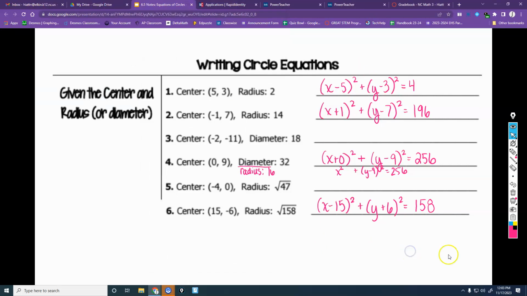But if I have the square root of 158 and I square it, right? What do square roots and squares do to each other? They cancel each other out, right? So when I do square root of 158 squared, it's just 158. So you can use the calculator to do it, but you don't have to. It'll just cancel there. Okay. Questions? All right, let's move on.